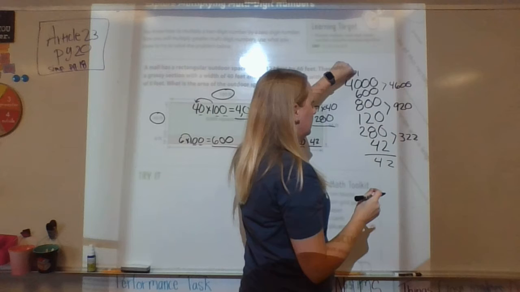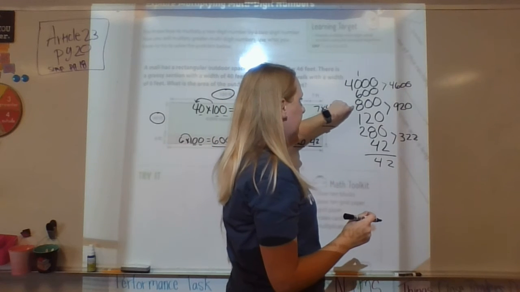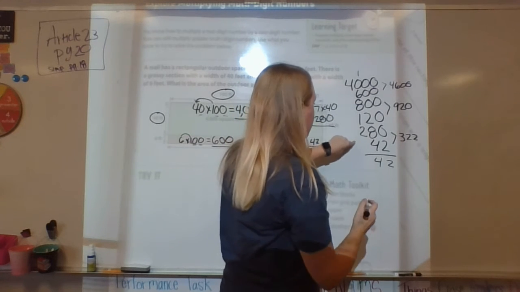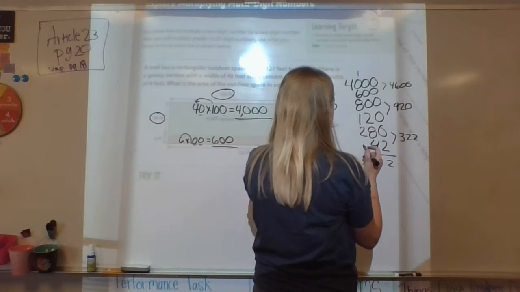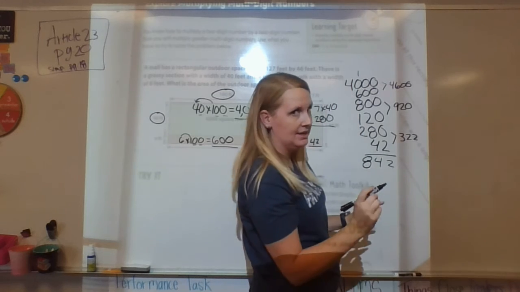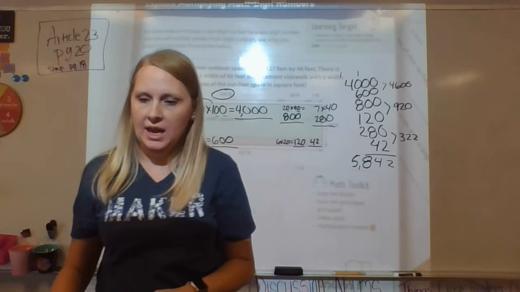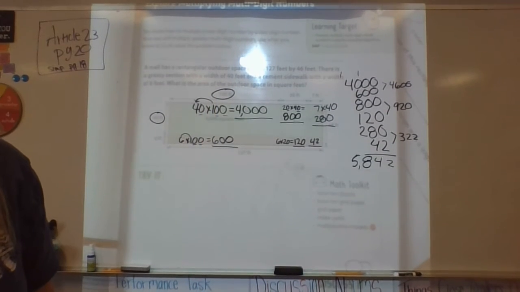So now we have 1. 1 plus 6 is 7. 7 plus 8 is 15. 15 plus 1 is 16. 16 plus 2 is 18. Carry the 1. 5,842. So that would be our answer.